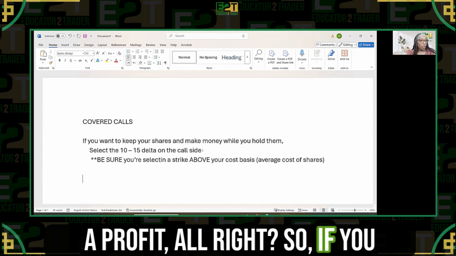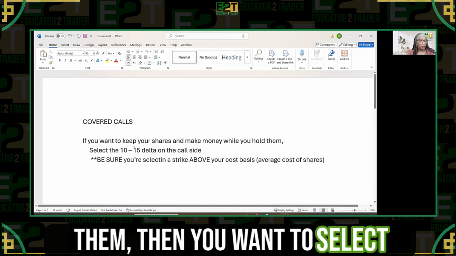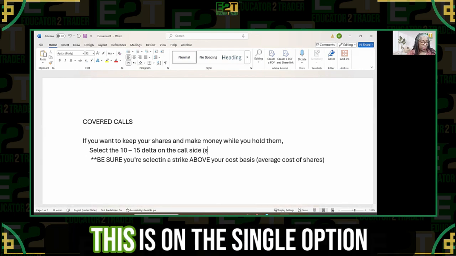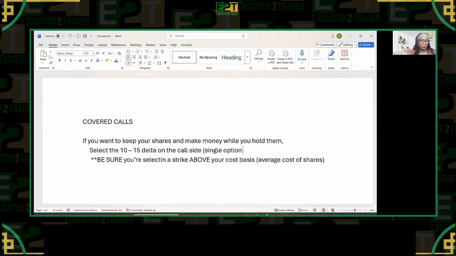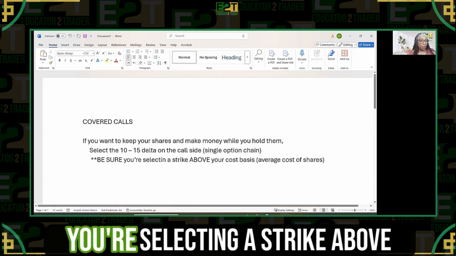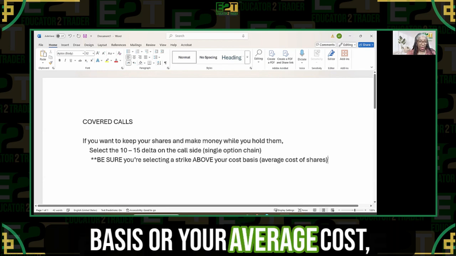All right. So if you want to keep your shares and make money while you hold them, then you want to select the 10 to 15 delta on the call side. Make sure this is on the single option chain, not on the vertical, because you won't see it there. And be sure you're selecting a strike above your cost basis or your average cost.